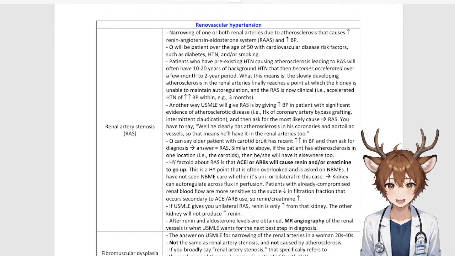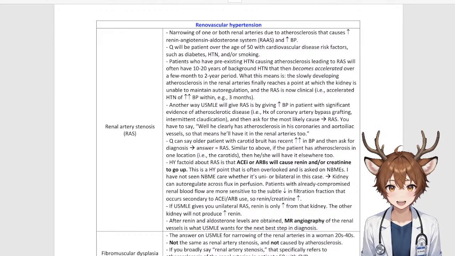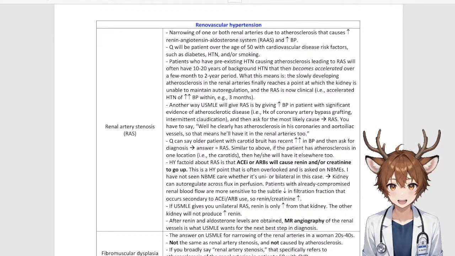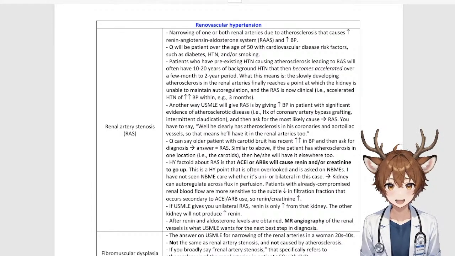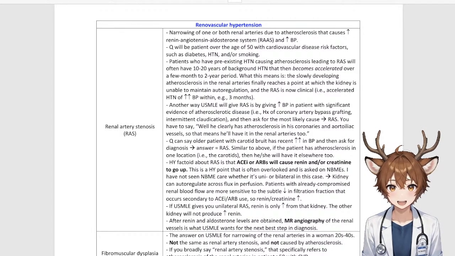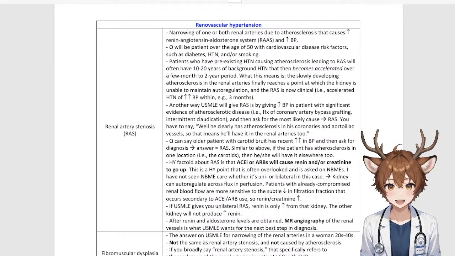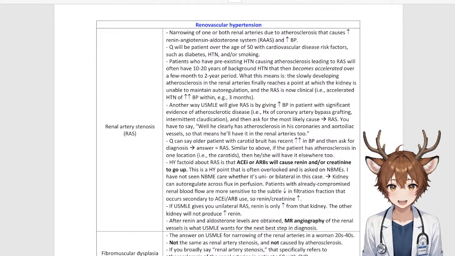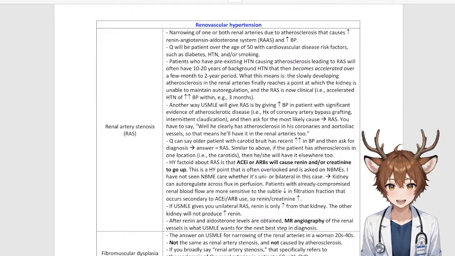Question can say older patient with carotid bruit has recent significant elevation in blood pressure. When asked for diagnosis, the answer should be renal artery stenosis. Similar to above, if the patient has atherosclerosis in one location, i.e. the carotids, then he or she will have it elsewhere too.